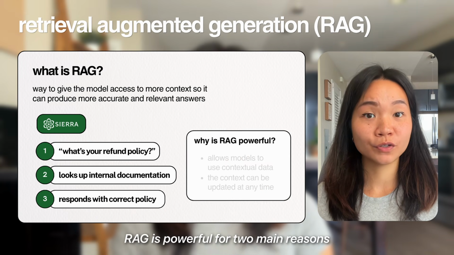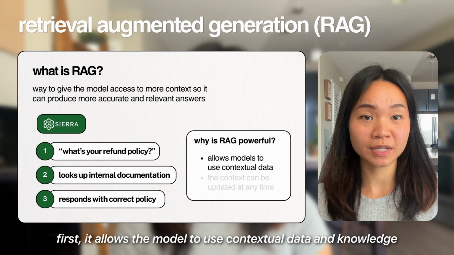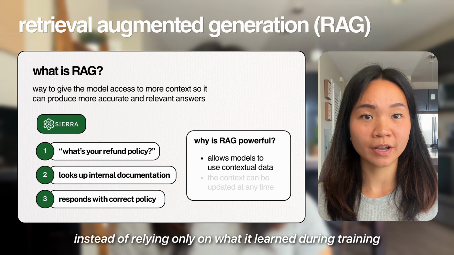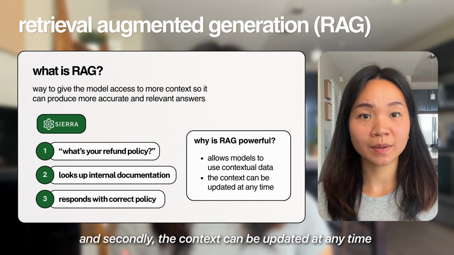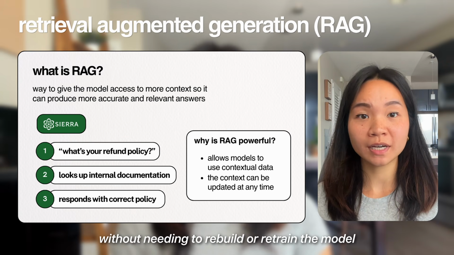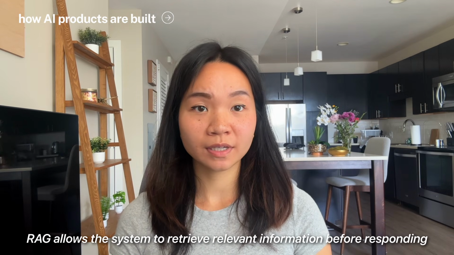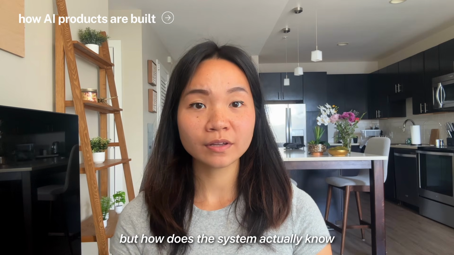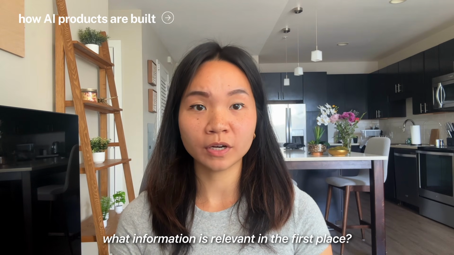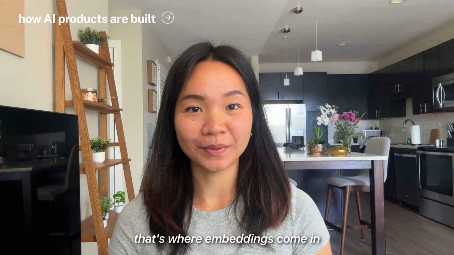RAG is powerful for two main reasons. First, it allows the model to use contextual data and knowledge instead of relying only on what it learned during training. And secondly, the context can be updated at any time without needing to rebuild or retrain the model. RAG allows the system to retrieve relevant information before responding. But how does the system actually know what information is relevant in the first place? That's where embeddings come in.